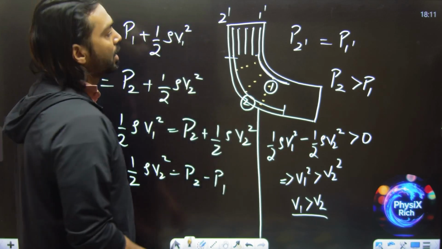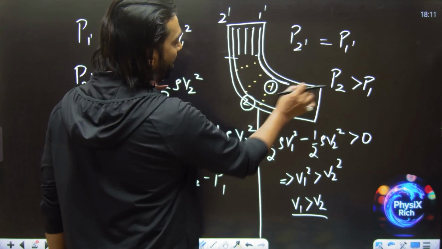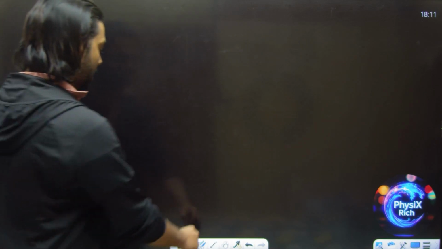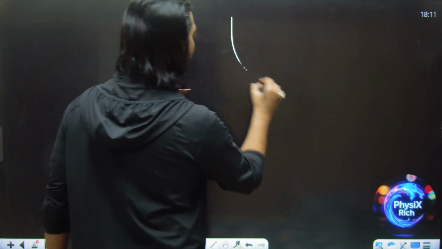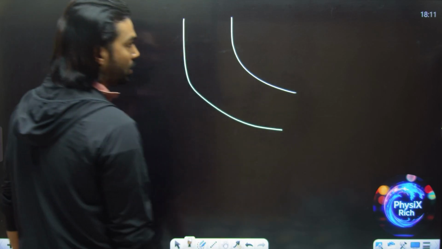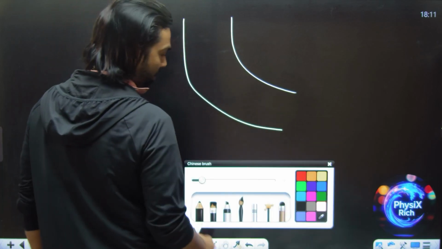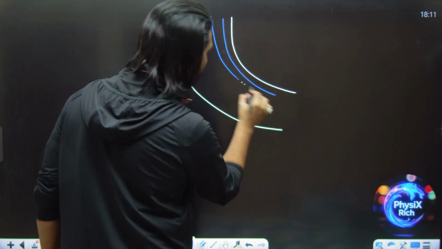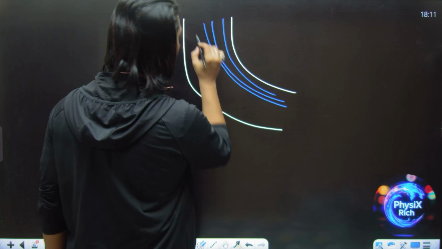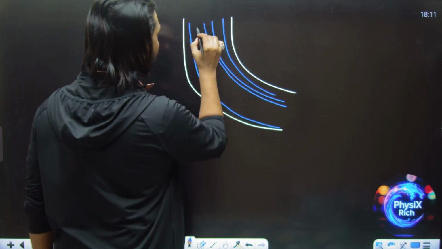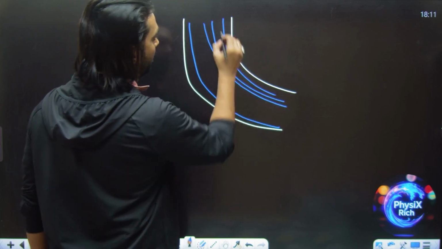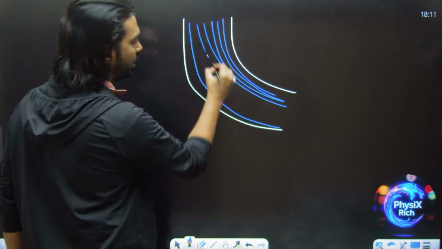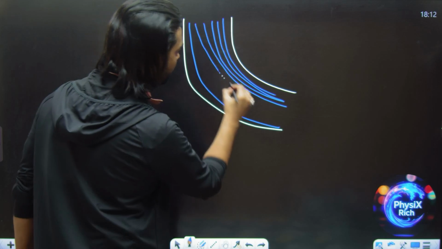What could happen is that the particles over here could just go very fast and the particles over here could be going very slow. So what would you say about the streamlines? Guys, the streamlines will look like this. I'm going to make it with a different color. So the streamlines you see will be more crowded over here, and they will be less crowded over here.